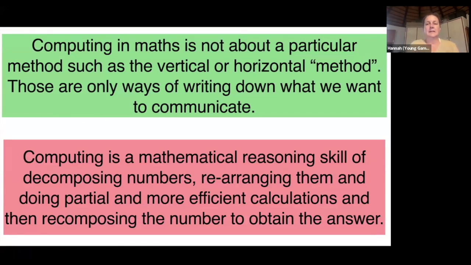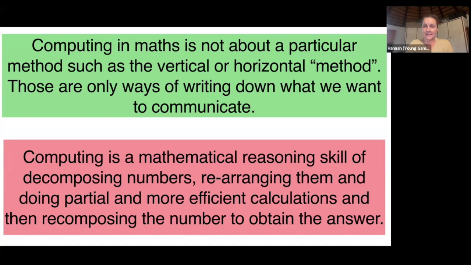Computing in maths is not about a particular method. I'm not talking about horizontal method or vertical method. And often people ask me, which one is better? Those are methods. Those are not ways of thinking. Those are ways of writing down and communicating what has happened in our head. The thinking needs to be the understanding of breaking up, reorganizing, putting partial sums together and recomposing. And that's what computing is.